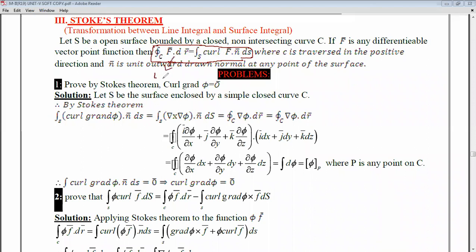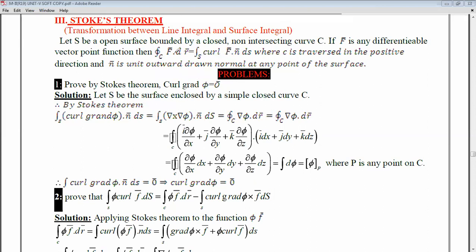I already said once, if you are perfect in line integral, two theorems you can solve easily. One is Green's theorem and another one is Stokes theorem. Okay, so this is integral f bar dot dr bar over the curve C is equal to integral curl f bar dot n bar dS. So the previous one included what? Curl. So it means first you need to find curl f bar and then the remaining as usual. And here also the curve should be traversed in anti-clockwise direction. And n bar is nothing but the outward unit normal drawn at any point of the surface.